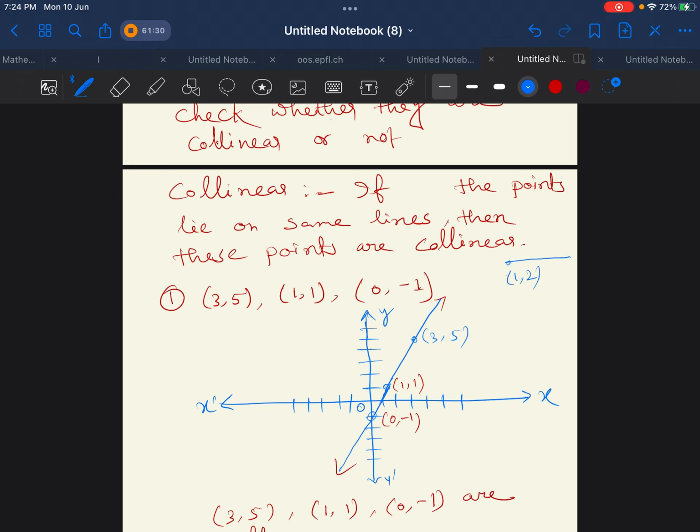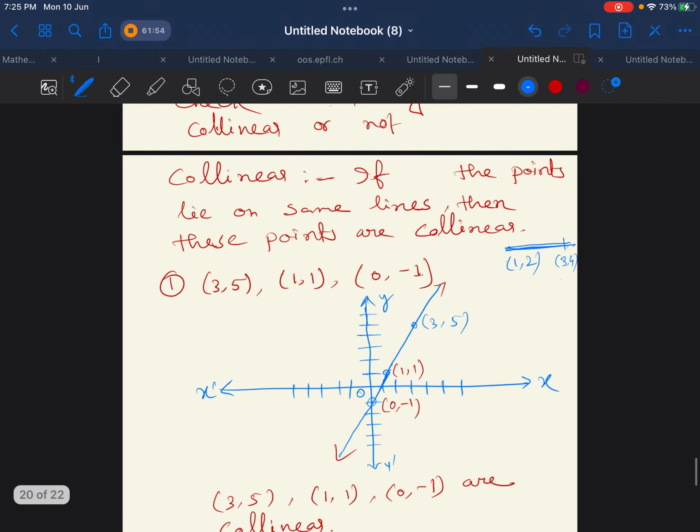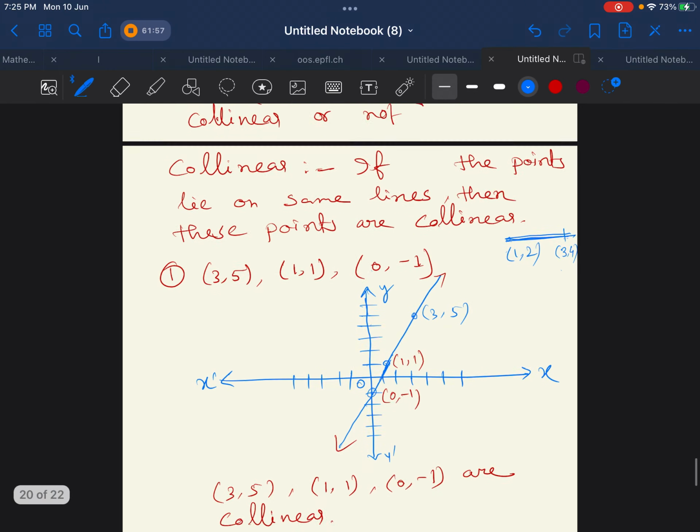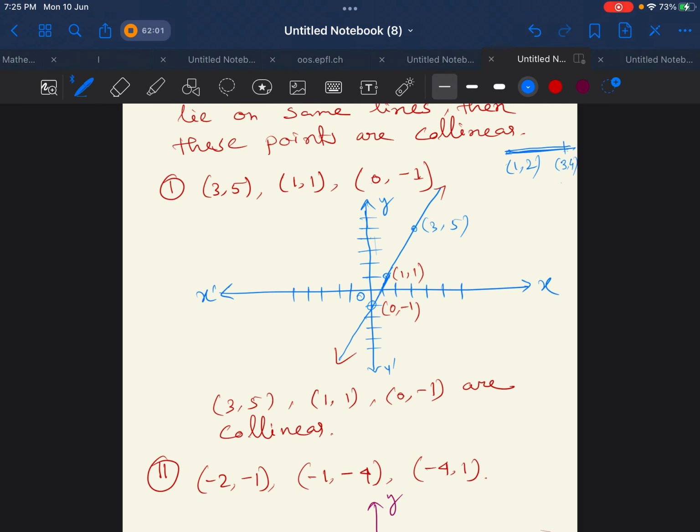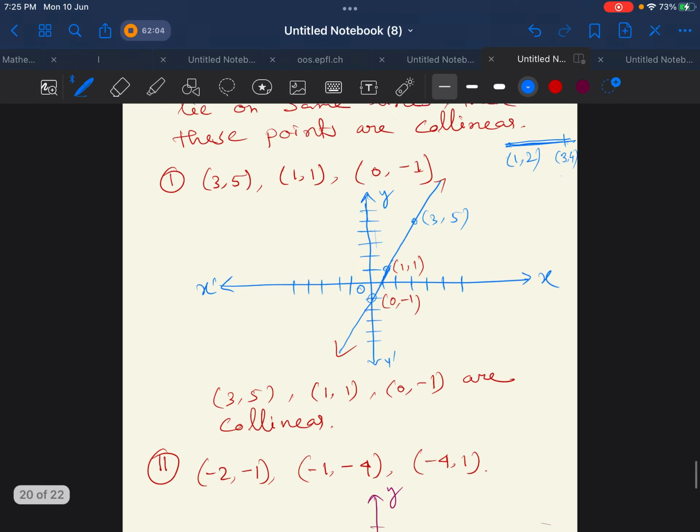Suppose this is a line, the point 1, 2 and 3, 4. These points lie on the same line, so these points are collinear. If the points lie on the same line, these points are collinear.